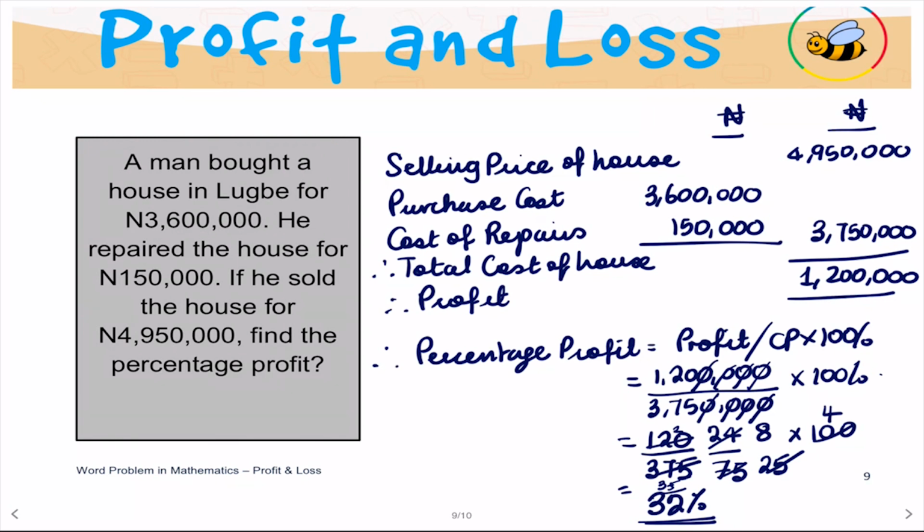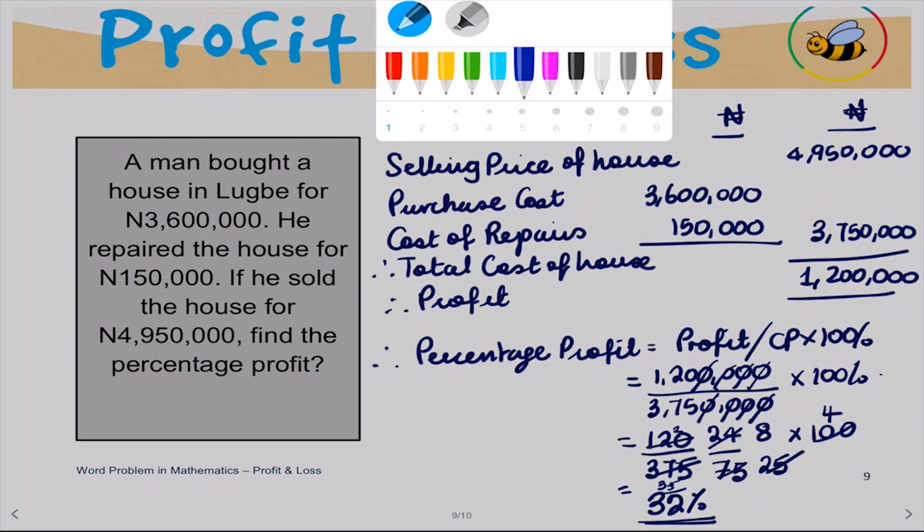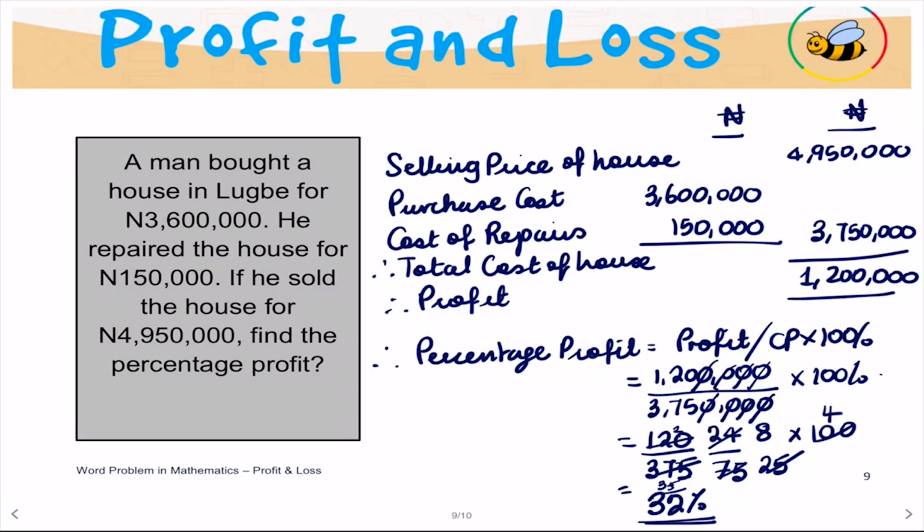Okay, so here's what we have. We have the selling price, and I want us to go through this very, very quickly. We've got the selling price of 4.95 million. We were given this. We were told the cost of purchase was 3.6 million. We were told that he made some repairs of 150,000 of this nice house he has bought in Lugbe in Abuja, and then the total cost of the house is therefore 3.75 million. If you try to calculate the profit, you're going to get 1.2 million, which is the difference between the selling price and the total cost.